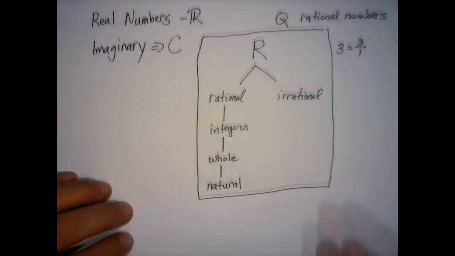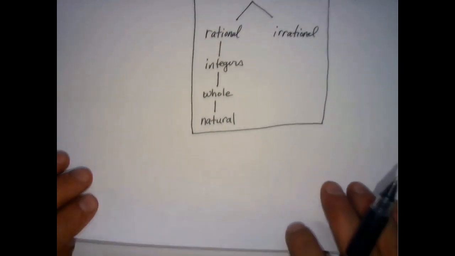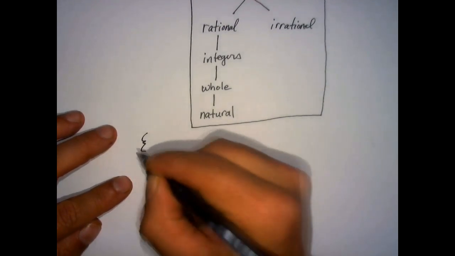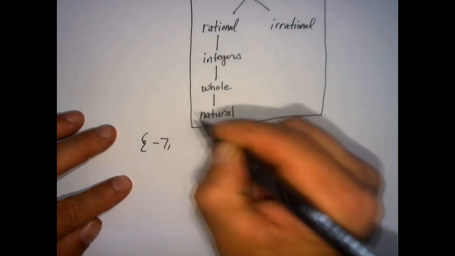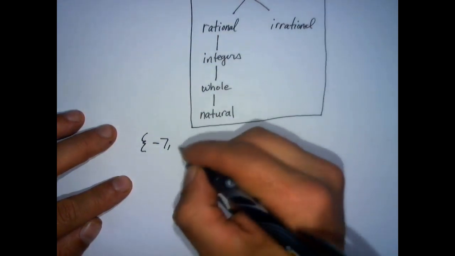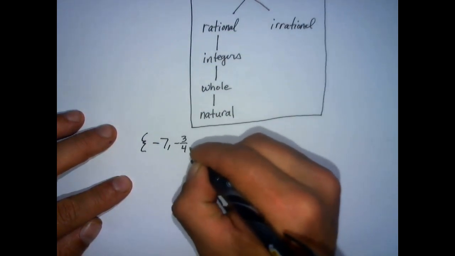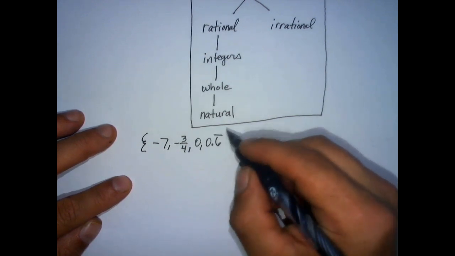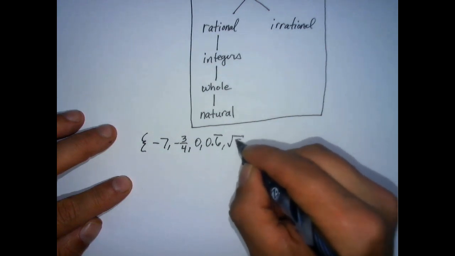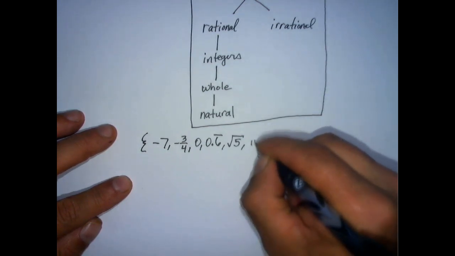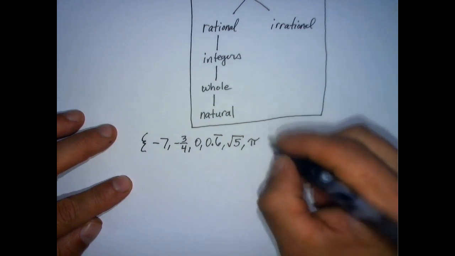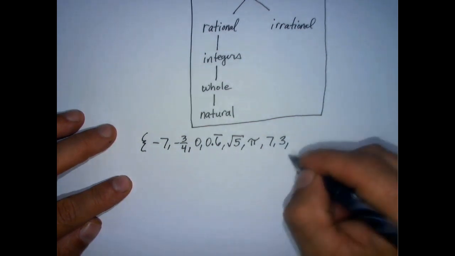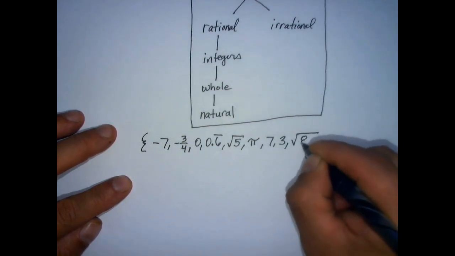Now, we can classify each of these. So what I'm going to do is throw out a big set of numbers, and we're going to list all of the numbers that are in each of these sets. So we have -7, -3/4, 0, 0.6 with a bar over it, square root of 5, pi, 7.3. Oh, and I forgot to mention special square roots.